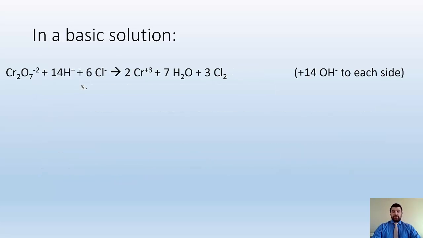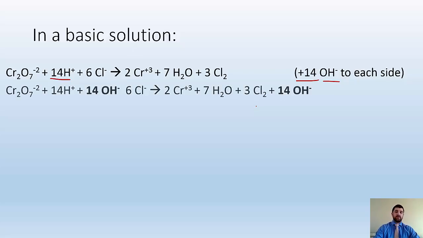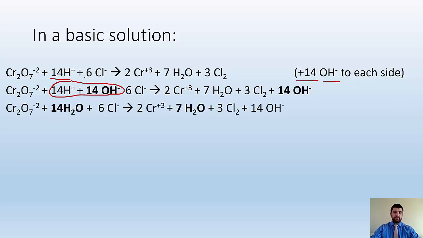So in a basic solution, if this was our final thing that we got and went, oh, okay, one more or two more steps to do. I got to cancel out these H pluses. How am I going to do that? I'm going to add 14 OH minuses to both sides. So add those. Now what's going to happen is the OH minus and the H plus are going to combine to give us water. How many waters? 14. So now I end up with 14 waters on the left side and 14 OH minuses on the right side.